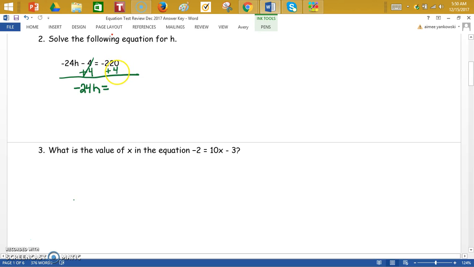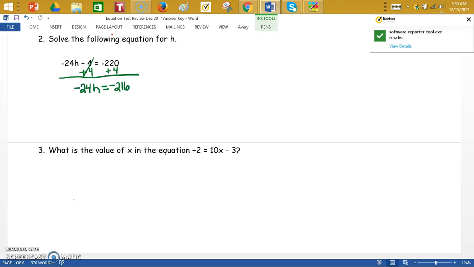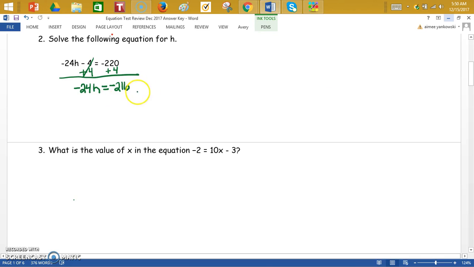You need to remember your integer rules. Signs are different. Find the difference. That means subtract. So 220 minus 4 would be 216. Then you say, what do I have more? I have more negative, so I keep my negative. I need to tell you that if you are struggling with your integer rules, I believe both teachers are now allowing calculator use. So please use your calculators.